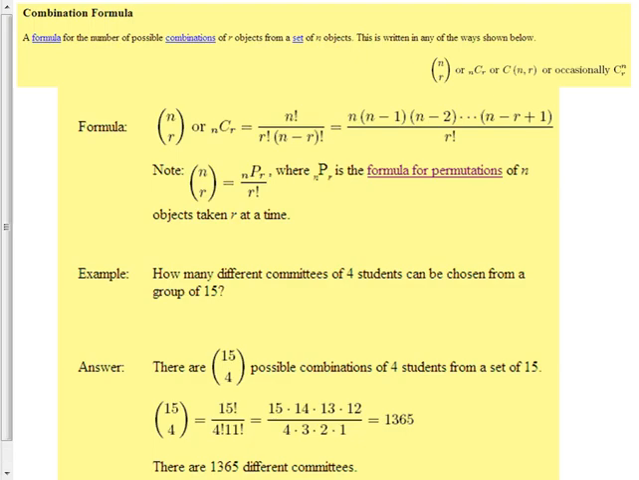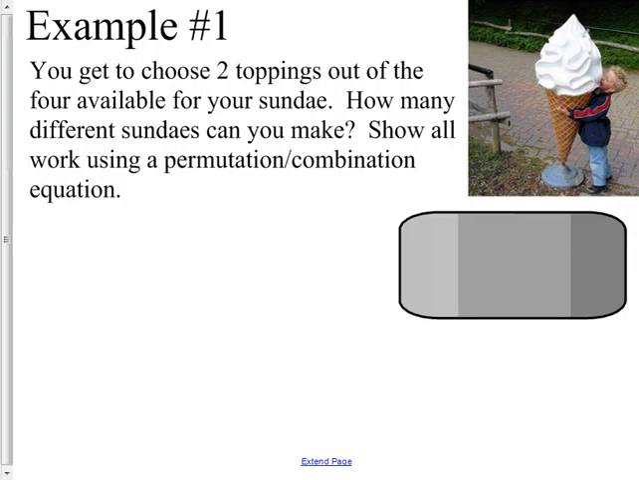There's a big, long, scary formula to do what I just showed you how to do, but I'm not going to annoy you with that. Example number 1, you get to choose 2 toppings out of the 4 available for your sundae. So there's 4 to choose from. Do you think the order matters on a sundae? No. So we have 4C2, because the order doesn't matter. The C is like a big C, and the numbers are like subscripts. So that's why I always write my C higher than the numbers.